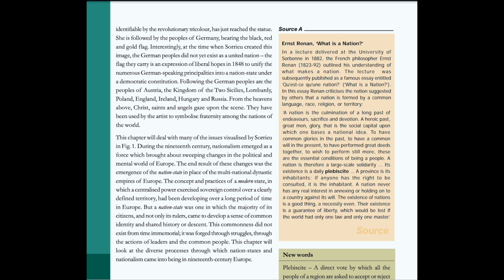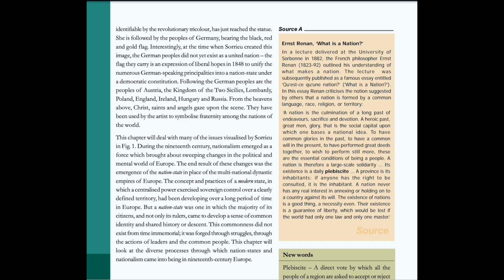Interestingly, at the time when Sorrieu created this image, the German peoples did not yet exist as a united nation. The flag they carry is an expression of liberal hopes in 1848 to unify the numerous German-speaking principalities into a nation state under a democratic constitution.